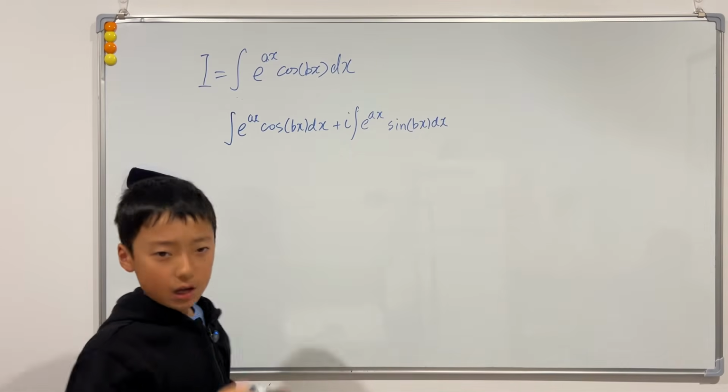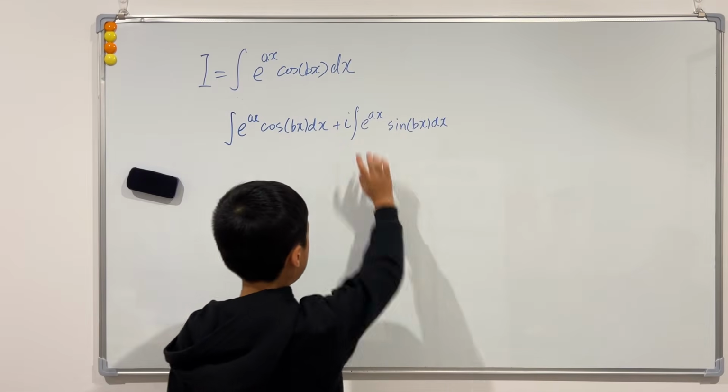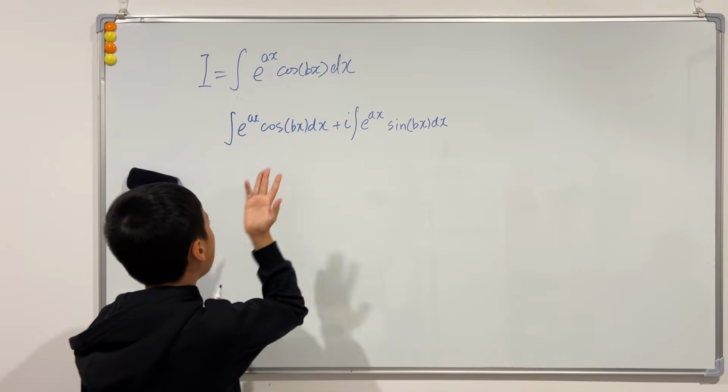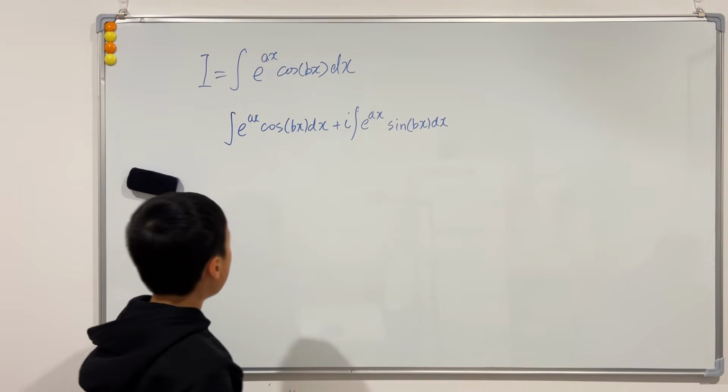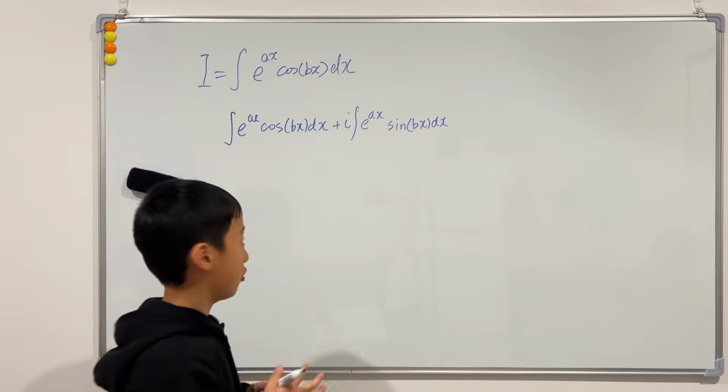Okay, now what do we do? Well, obviously, can't we multiply the i inside? And then can we add up the integrands? Then can we factor out the e to the ax? Yes, so that's what I'm going to do.